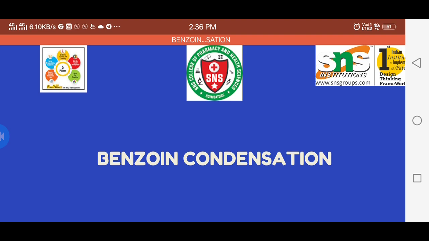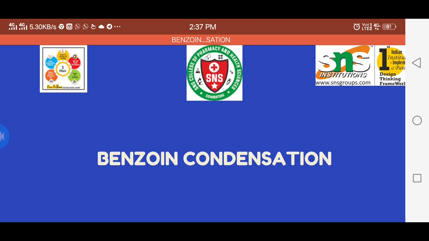Today we are going to see another important reaction that is known as benzoin condensation. This benzoin condensation is also an important reaction which comes under the carbonyl compounds, that is aldehydes and ketones. This reaction is given only by the aldehyde. It does not react with the ketones. Now let's see what is meant by benzoin condensation.